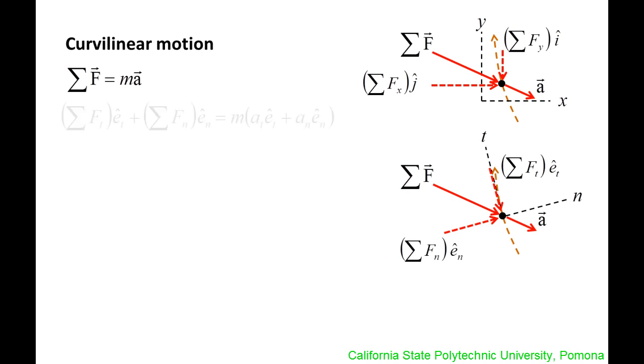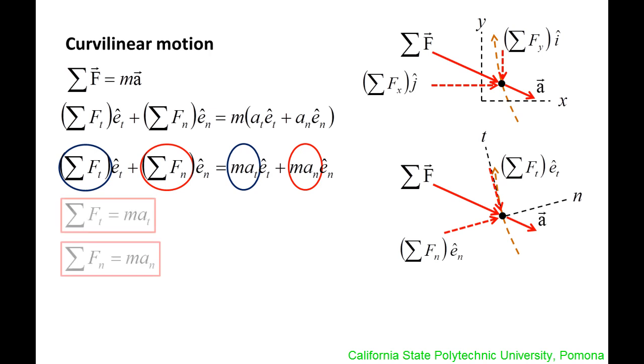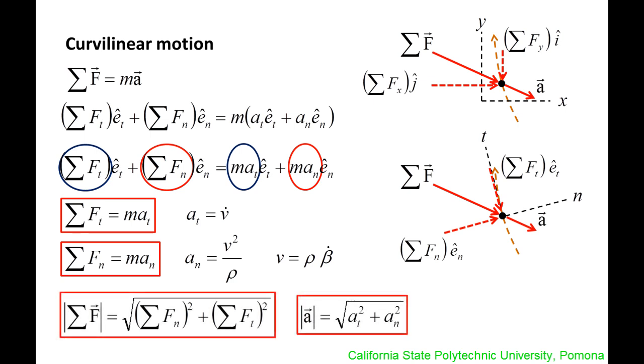We can expand the equation of motion into its components using pathline coordinates and multiply the acceleration components by mass. Then equating the tangential components and normal components, we have expressions for the equations of motion in the pathline coordinate system. Recall that the magnitude of the acceleration in the t direction is the time derivative of the speed, v dot, and the magnitude of the acceleration in the n direction is v squared divided by the local radius of curvature rho. The speed is equal to rho times beta dot, which is the local angular velocity about the center of curvature. The magnitude of the resultant force vector and acceleration vector is the square root of the sum of the components squared.